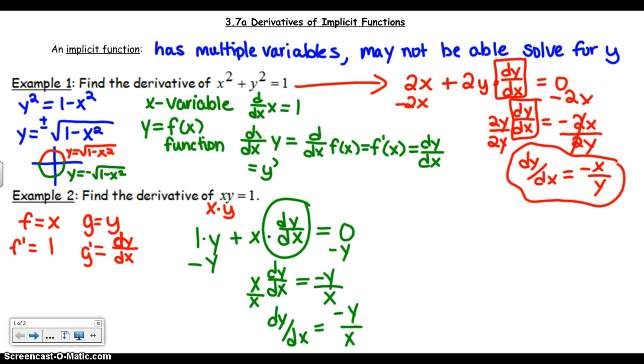And generally, you'll notice both in example 1 and example 2, the derivative still has an x and a y in it. And that's generally what's going to happen with an implicit function.